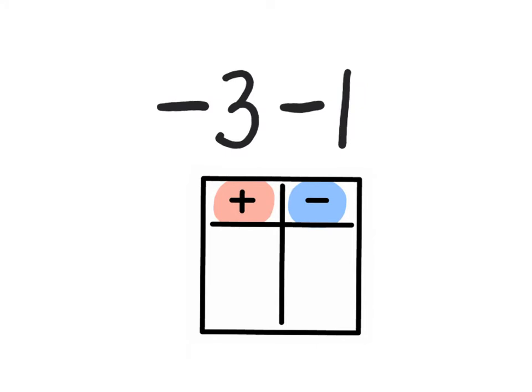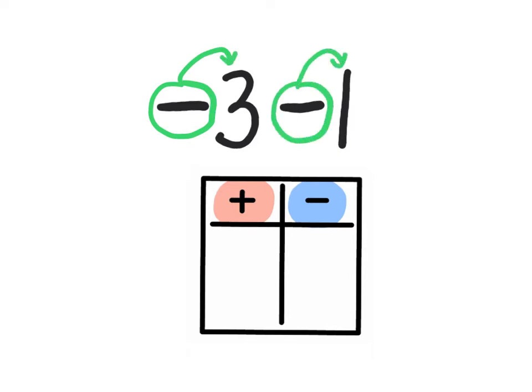In this case, both of the numbers are on the negative team. The 3 is negative, and the 1 is also negative, which means that when we create our scoreboard, the negative team is going to have 3 because of the first number, but the negative team is also going to have another 1 because of the second number.